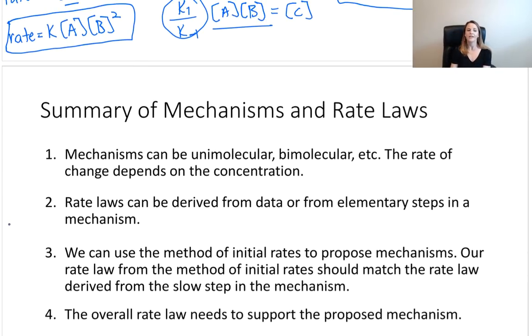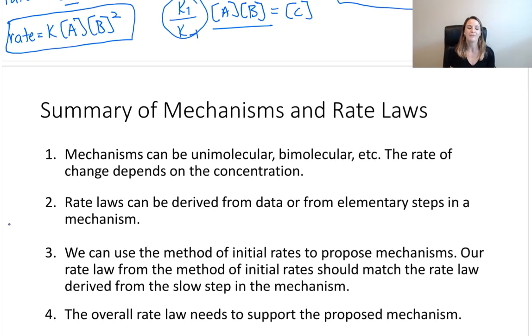Number one, mechanisms can be unimolecular, bimolecular, etc. So unimolecular, one reactant. Bimolecular, two reactants. Trimolecular, three reactants. Simple as that. The rate of change depends on the concentration. If your concentration increases, usually your rate is going to increase. The only thing that doesn't happen for is zero order. Good. Okay, so now number two.